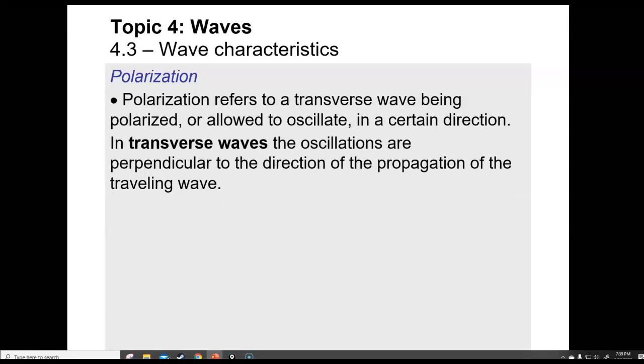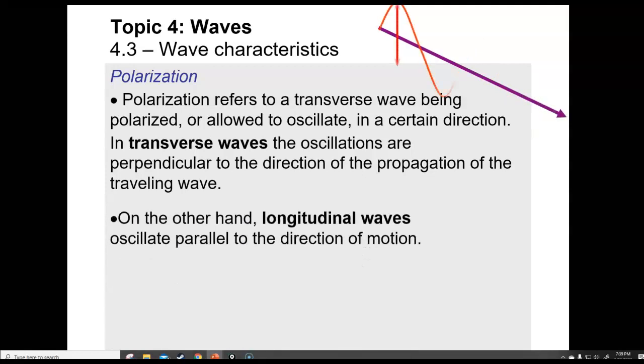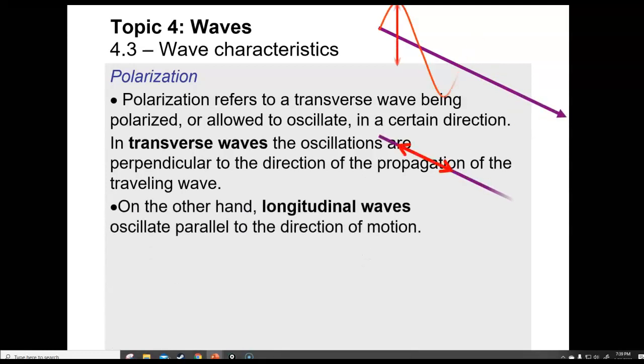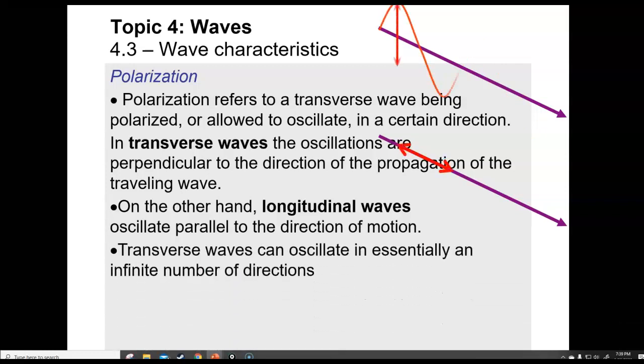Okay, so remember, in a transverse wave, by definition, the oscillation of the particles are perpendicular to the direction that the wave is moving in. Okay, so something like this. That's a transverse wave. Longitudinal waves, on the other hand, the direction of the oscillations is parallel to the direction of motion. That's the difference between a longitudinal and transverse wave. Now, transverse waves can oscillate in basically an infinite number of directions.